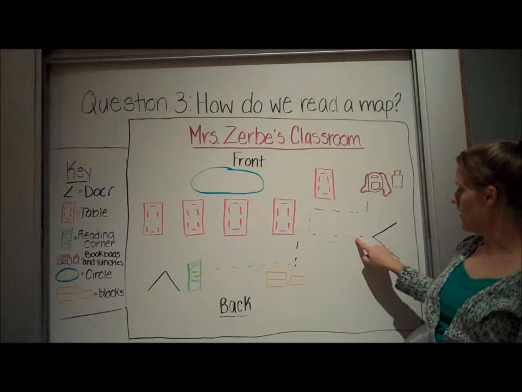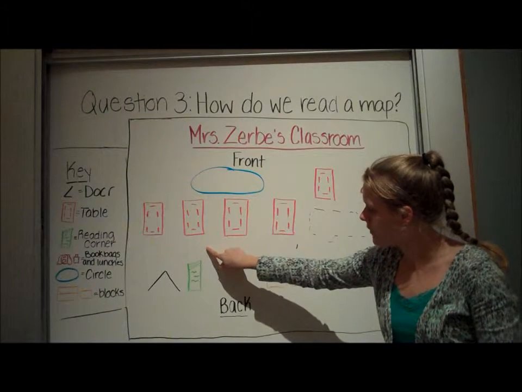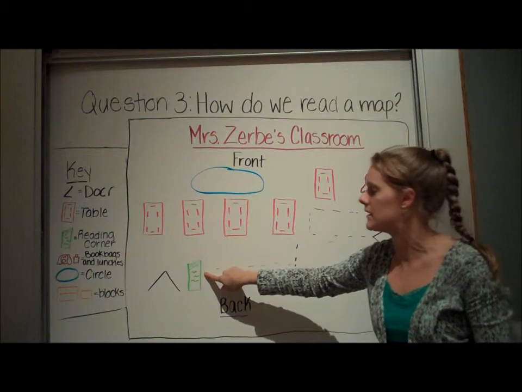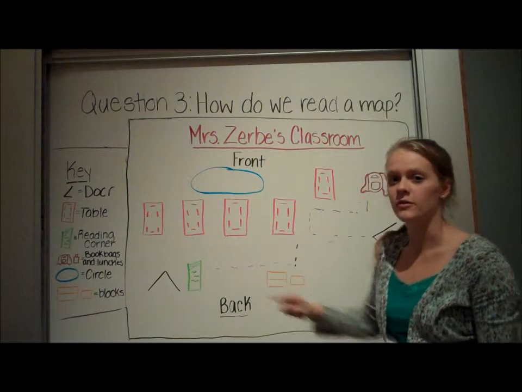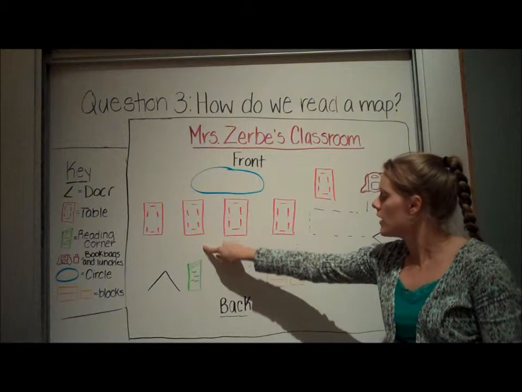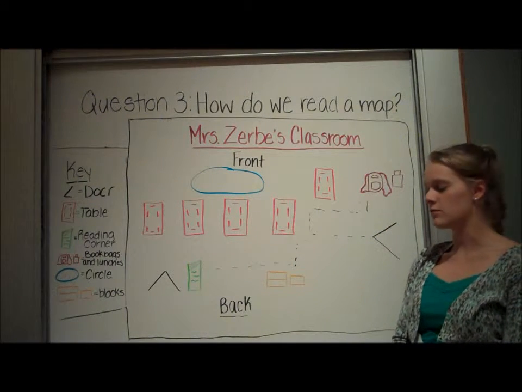Same as if I went through the door, straight, I would come down to this green thing. Let me look at my key and see what it means. Oh, that's the reading corner. I know that would mean that if I went all the way straight through and then I turned towards the back of the classroom, I would land myself in the reading corner.